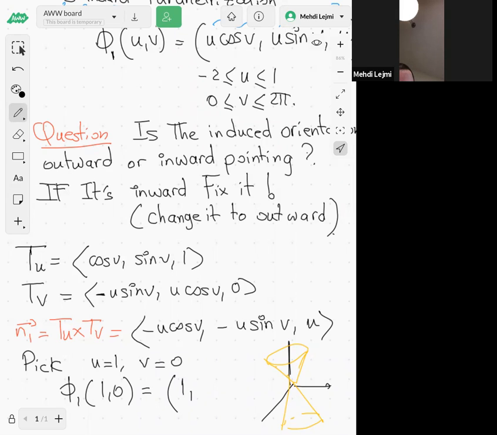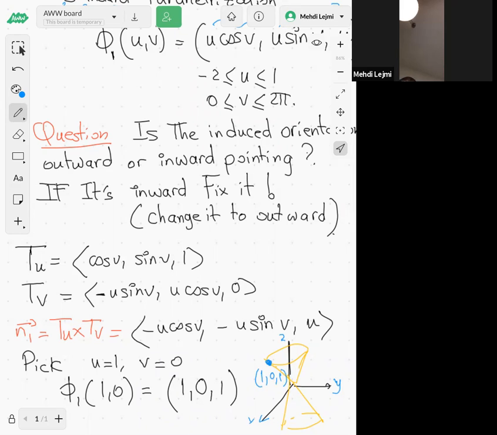U sine of v is 0, so that will be 0, and then you have u, which is 1. So that's the point (1, 0, 1). Let's say this is x here, this is y, this is z. The point (1, 0, 1) will be somewhere here, right? It's in the direction of the x-axis with the height z equals 1. Anyway, that's my point (1, 0, 1).